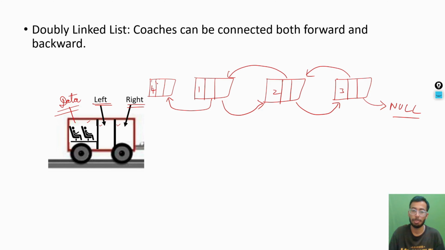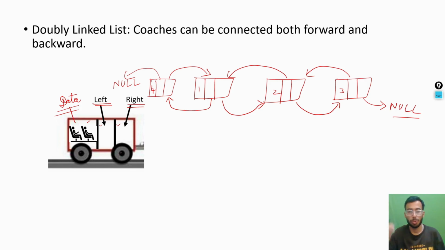This particular part of the node will point to the left pointer, but there is no left node, so it will point to null. But the right part of the node, or you can say the other part of the compartment, will contain the address to the right node.